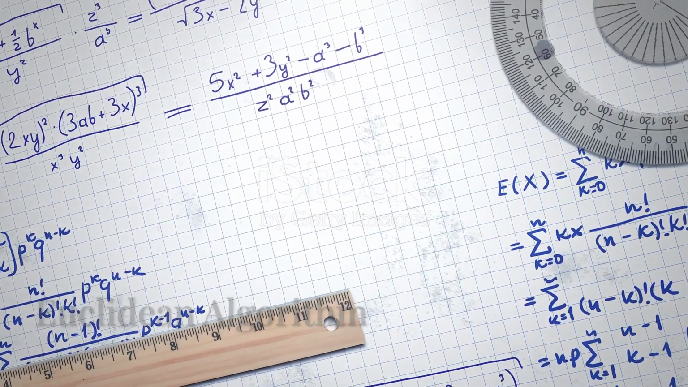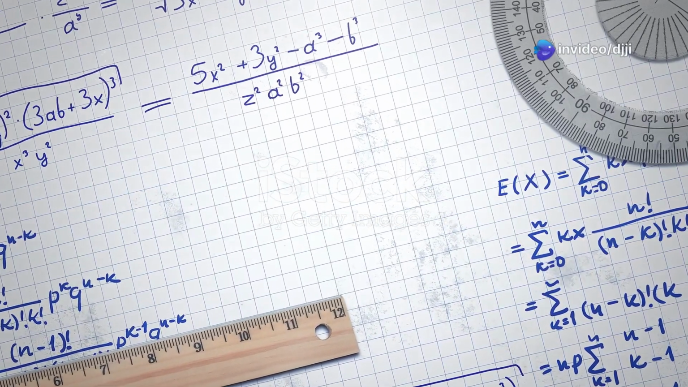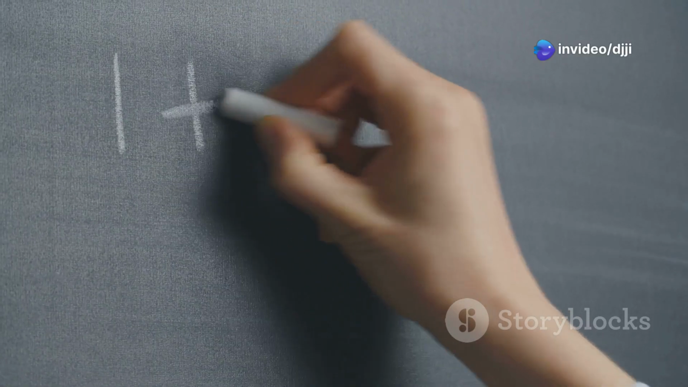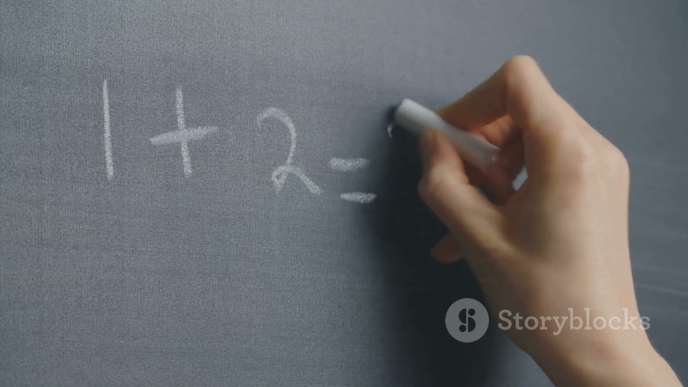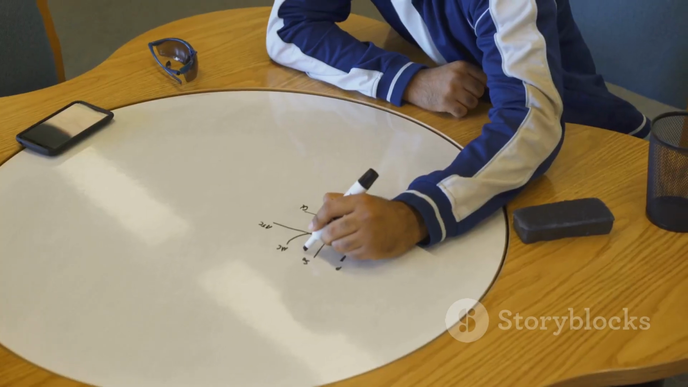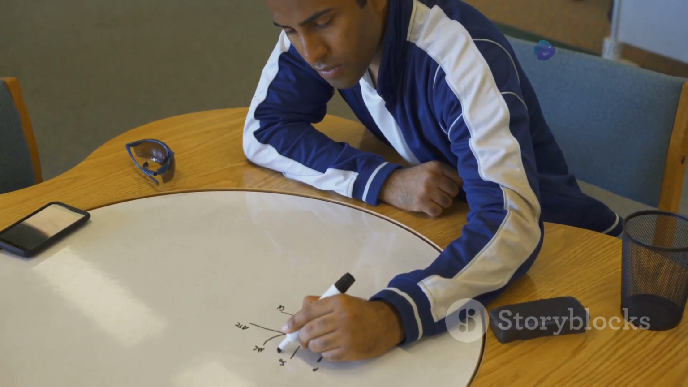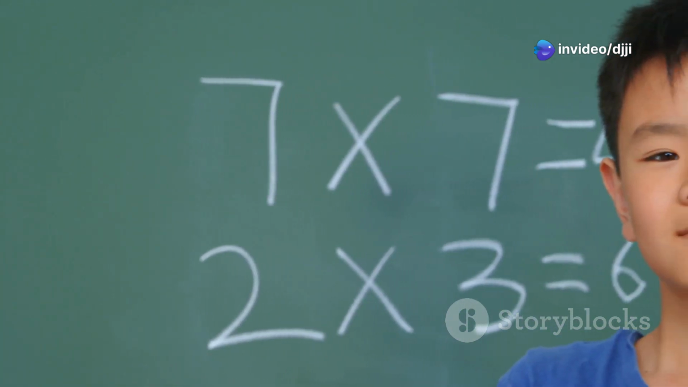The Euclidean algorithm is a method for finding the greatest common factor, or GCF, of two numbers. Here's how it works. Repeatedly divide the larger number by the smaller number and take the remainder. Then replace the larger number with the smaller number and the smaller number with the remainder. Continue this process until the remainder is 0. The last non-zero remainder is the GCF.